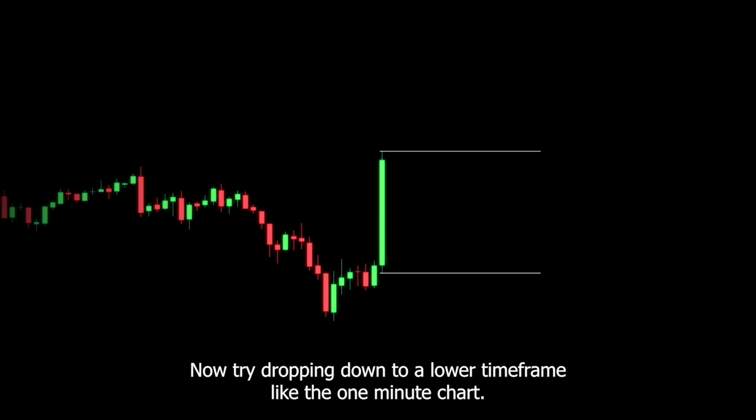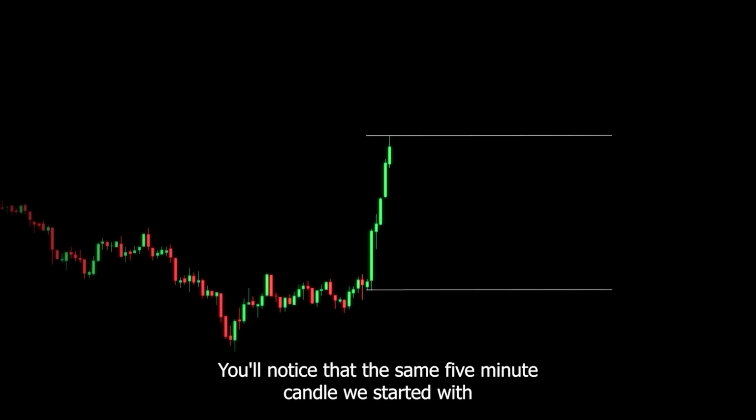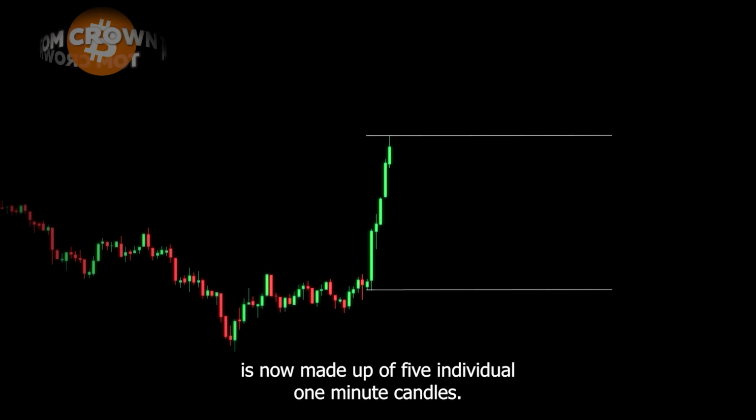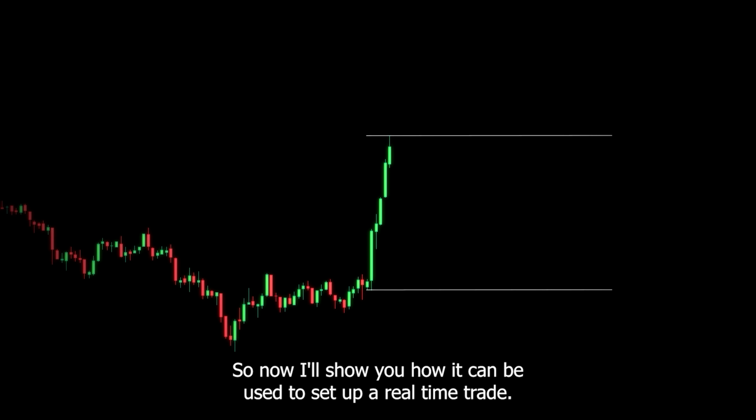Now try dropping down to a lower time frame, like the 1-minute chart. You'll notice that the same 5-minute candle we started with is now made up of 5 individual 1-minute candles. Typically, this strategy will be focused on using the 1-minute time frame. So now I'll show you how it can be used to set up a real-time trade.